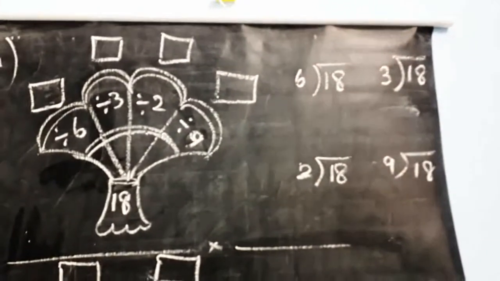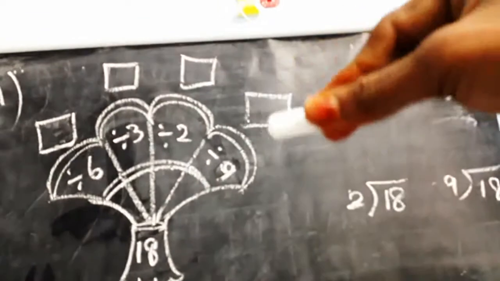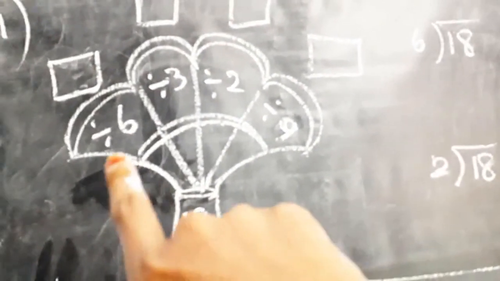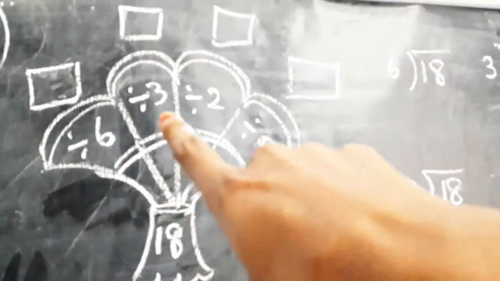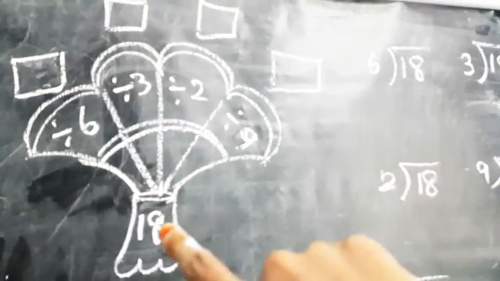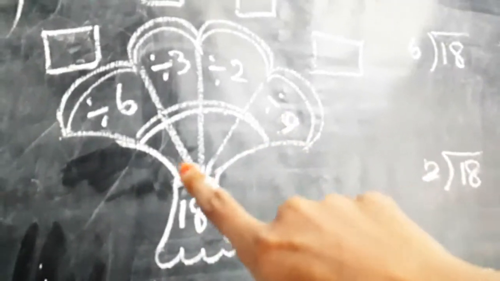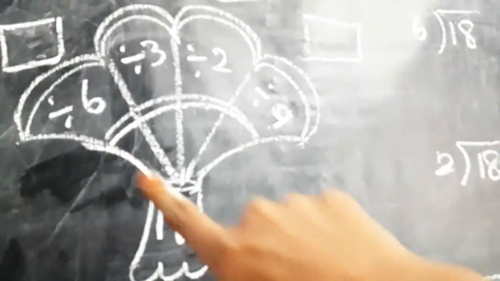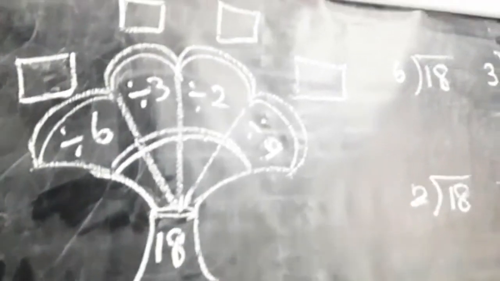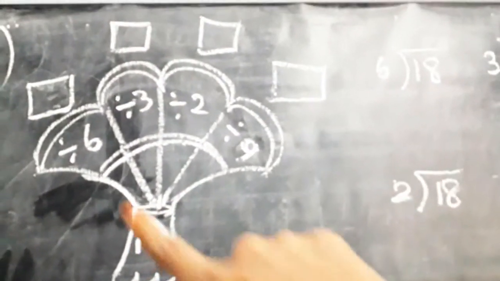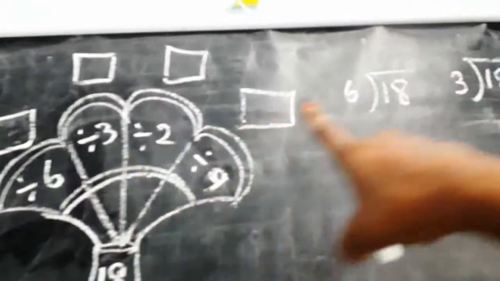Divide and write the answer in the boxes. Now here 18 comes. 18 divided by 6, 18 divided by 3, 18 divided by 2, 18 divided by 9. Each number you can divide into 18. Now look at 18. That is called the dividend. Here 6 is the divisor.